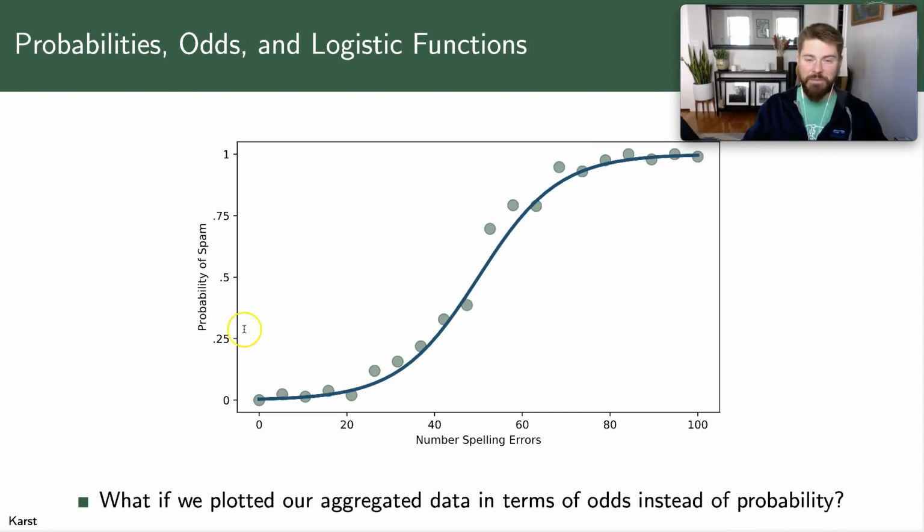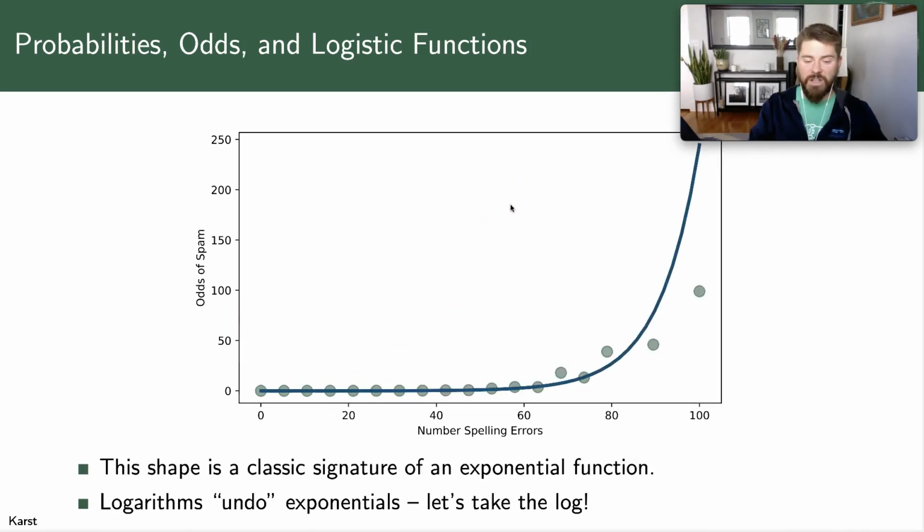Well, let's go back to our probability plot here. And instead of looking at the probability, I'm actually just going to plot the odds. Another way of saying that is for each one of these points, I'm just going to take the point's value, like 0.78, divided by 1 minus 0.78 to turn it into the odds. When I do that, I get a graph that looks like this.